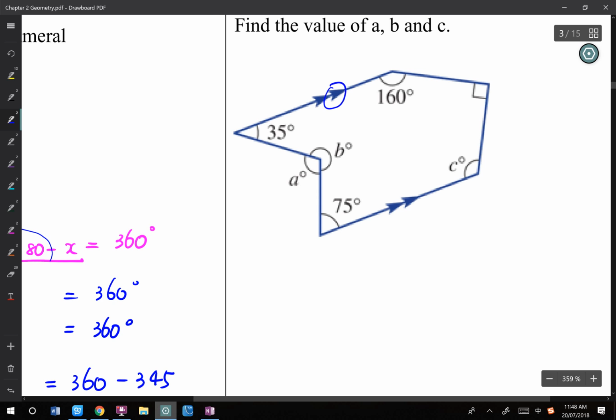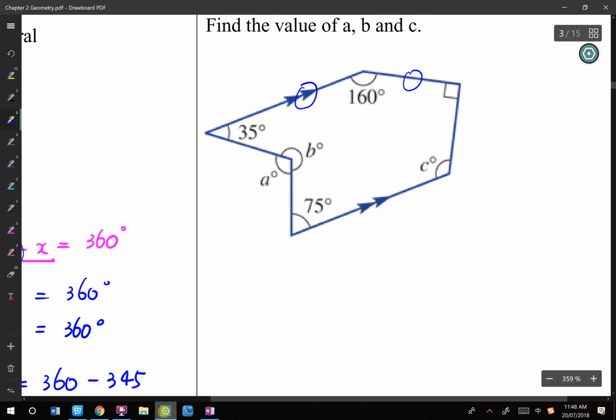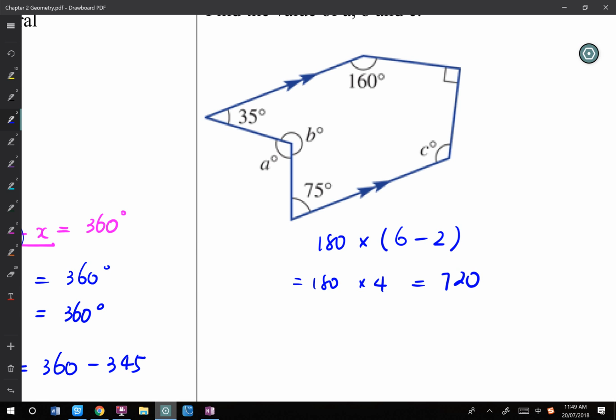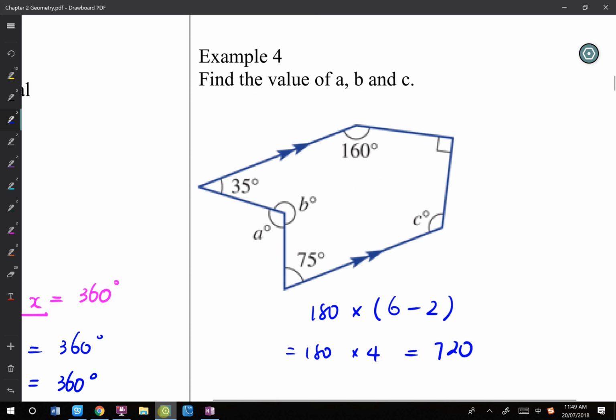Have 1, 2, 3, 4, 5, 6. So that's a hexagon. Okay, that's a hexagon. What's the inner angle sum for this hexagon? 180 times 6 minus 2. Good. So it's 180 times 4, 720. So the inner angle sum is 720, and you can do adding them together and solve for them.